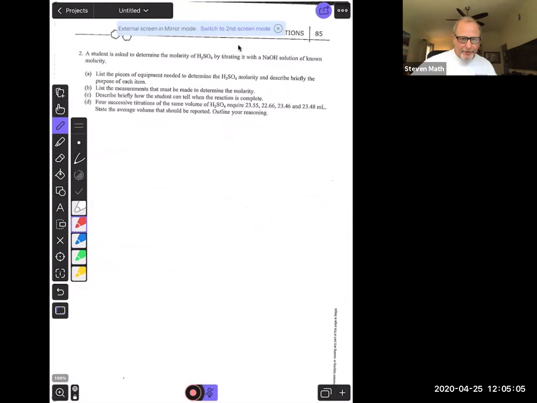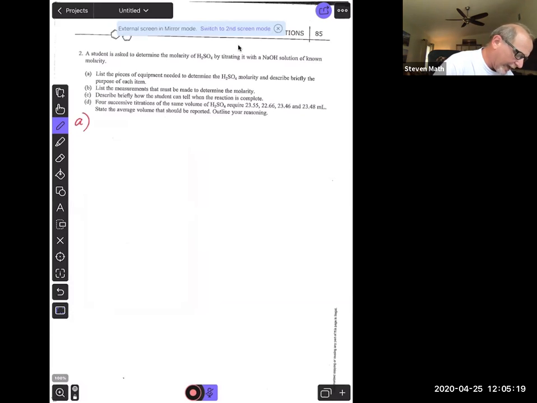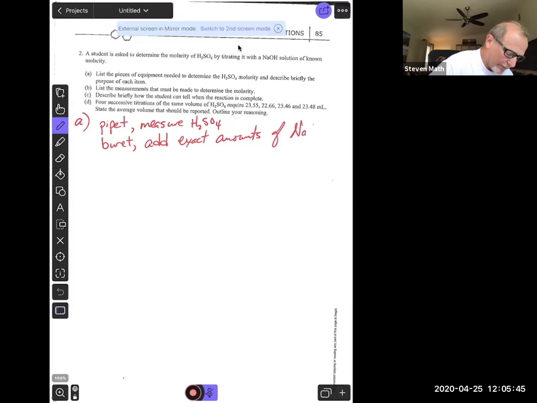Now 2, it says titrate. And I don't want anybody freaking out on me going, wait a minute, there's no titrations on here. This is really pretty simple stuff. So the first one says, list the pieces of equipment that we're going to need. Well, for A to perform this, you're going to need a pipette, and that's going to be to measure the H2SO4. You're going to need a burette, and that's going to be to add exact amounts of the NaOH.